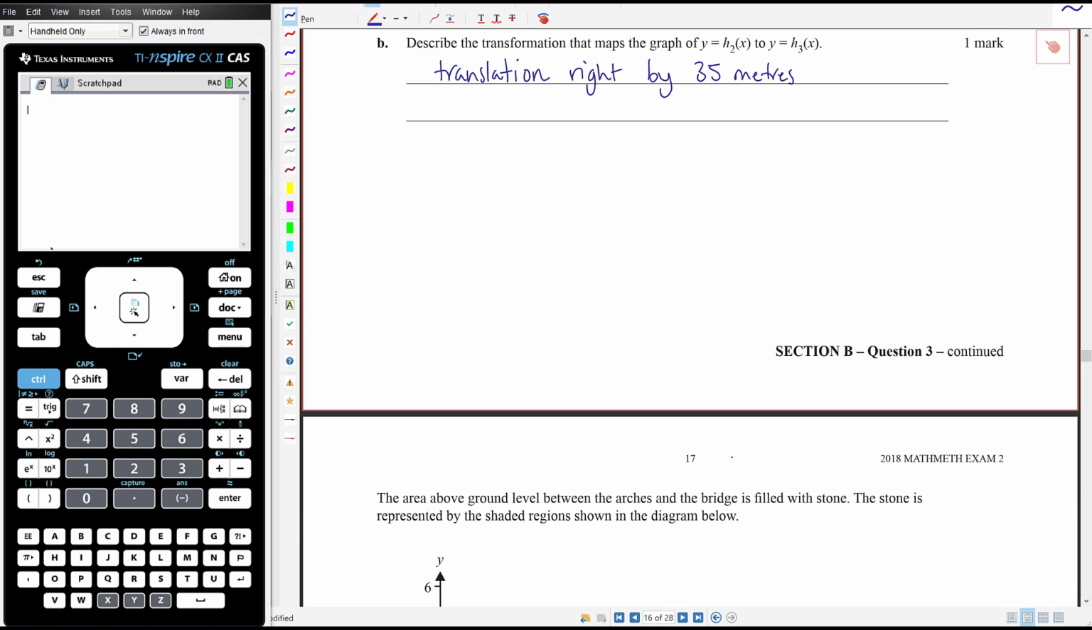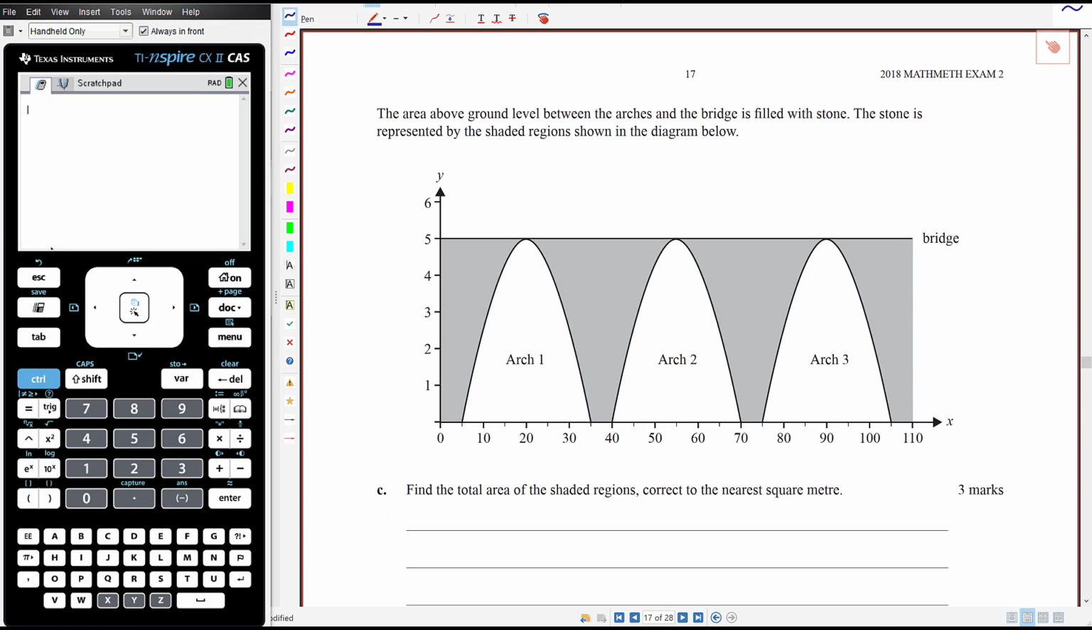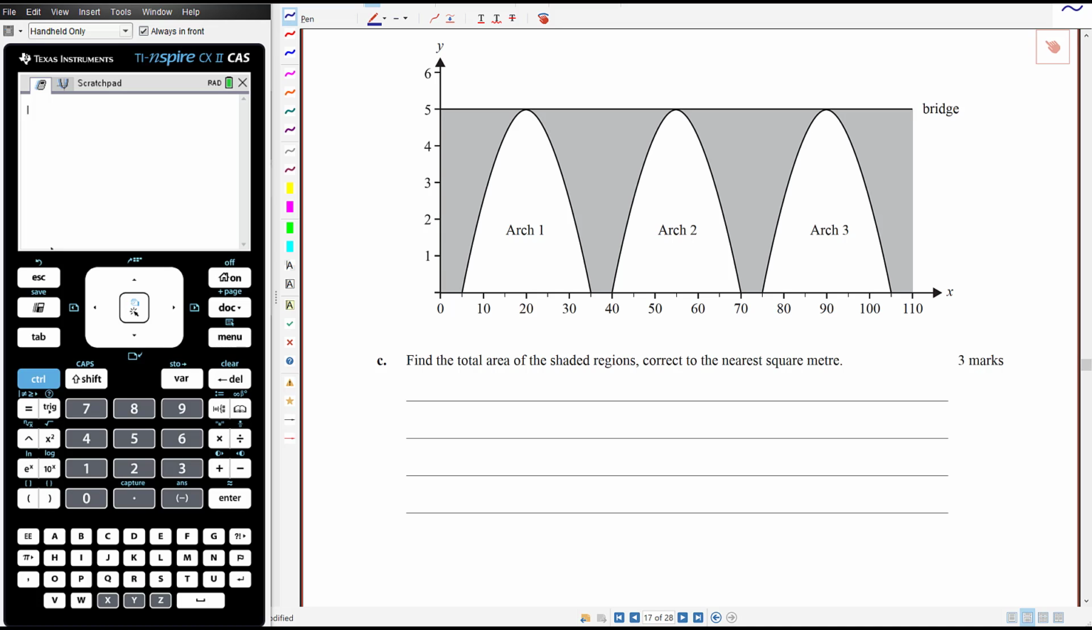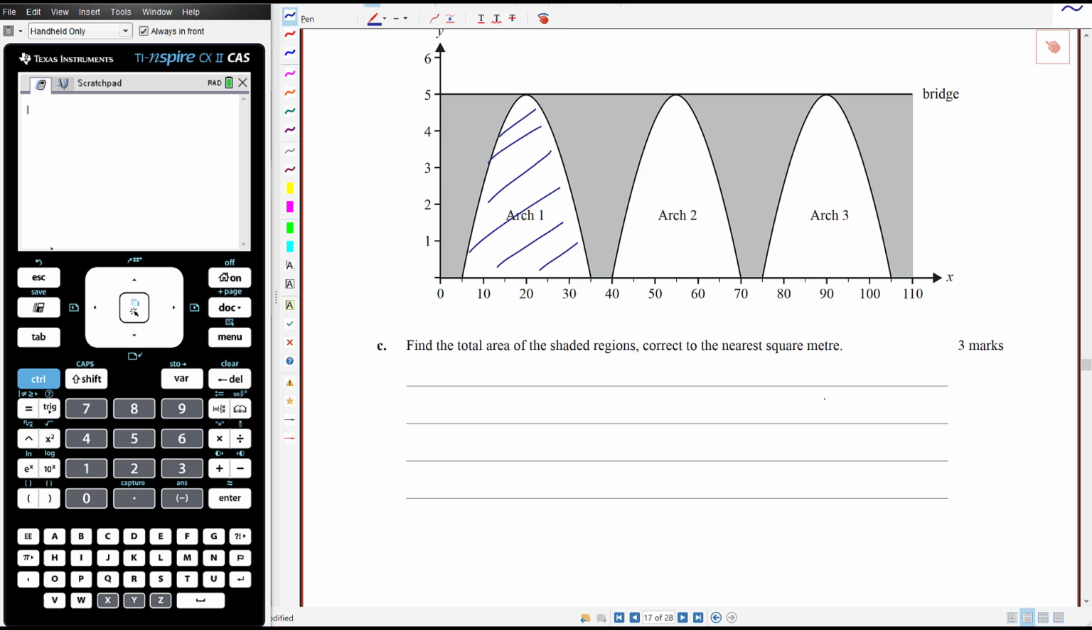Okay, part C. The area above ground level between the arches and the bridge is filled with stone. The stone is represented by the shaded regions shown in the diagram below. Find the total area of the shaded regions, correct to the nearest square metre. Okay, so the easiest way to find the shaded region is just going to be to find the area of the rectangle, which is clearly 5 by 110, and then take away 3 of these. So we're going to need the total area.